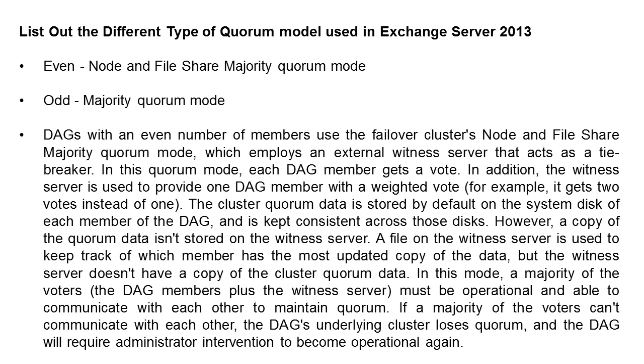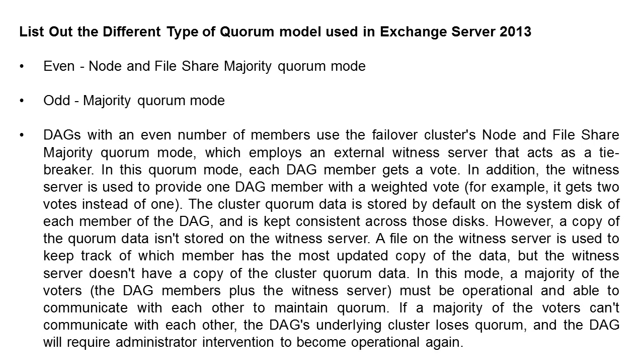List out the different types of quorum model used in Exchange Server 2013. Even: node and file share majority quorum mode. Odd: node majority quorum mode. DAGs with an even number of members use the failover cluster node and file share majority quorum mode, which employs an external witness server that acts as a tiebreaker.